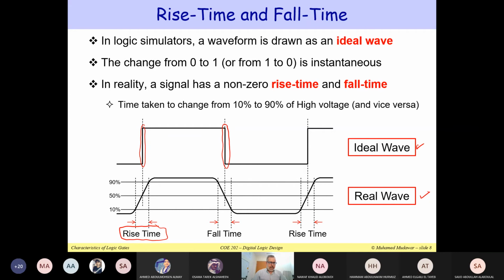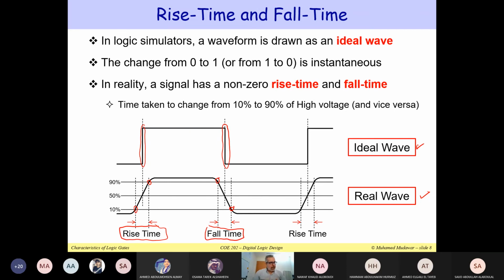It's the time taken to change from 10% to 90% of the high voltage. Yani, for example, this is 10%, and this is 90% of the high voltage. So the time in between is what is called the rise time. If you would like to define the fall time, you look at the time it takes to drop from 90% to 10%, and this is how it's defined as the fall time.